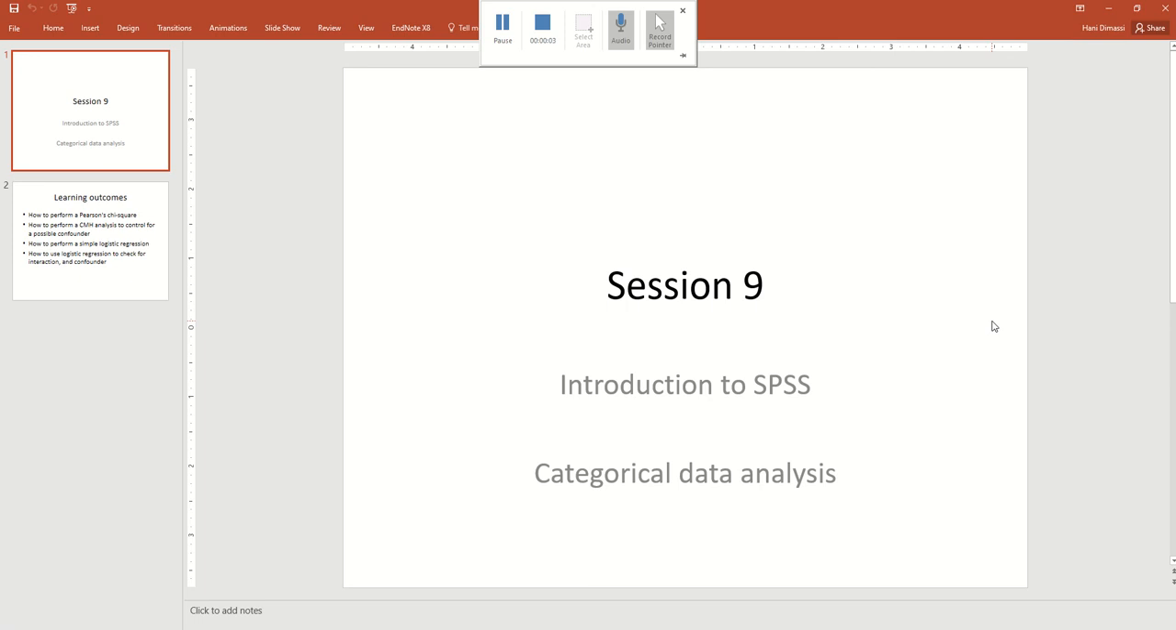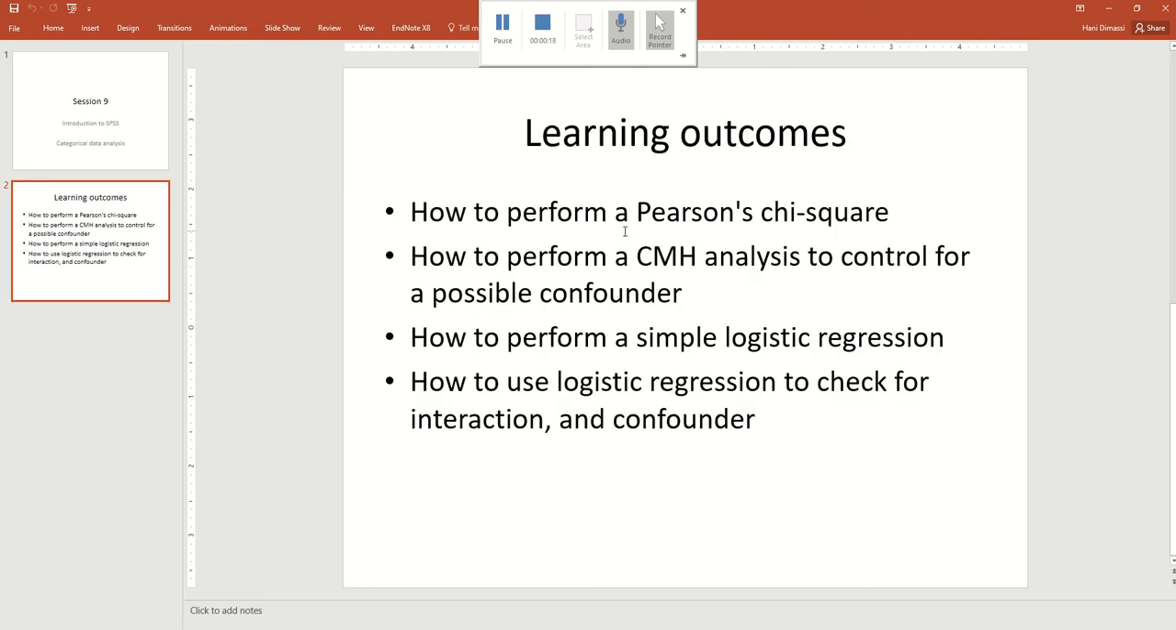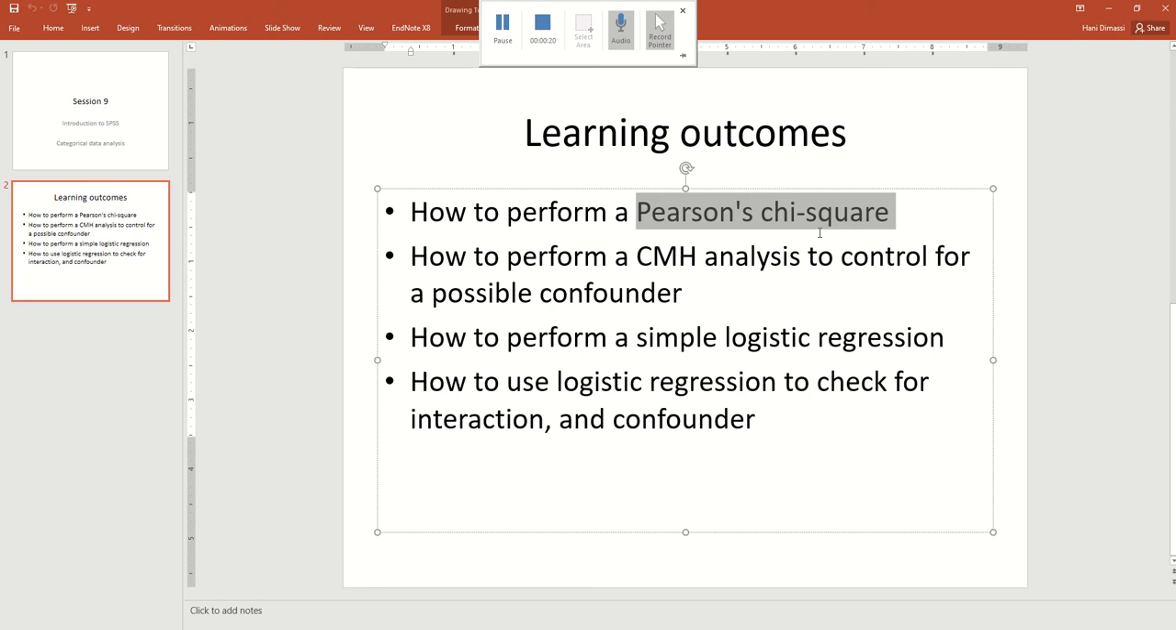Hello, everybody. Today we're going to be working on session number 9, and this session deals with categorical data. To work with this session, we're going to start easily. We're going to look at the Pearson chi-square. We're going to spend a lot of time here.